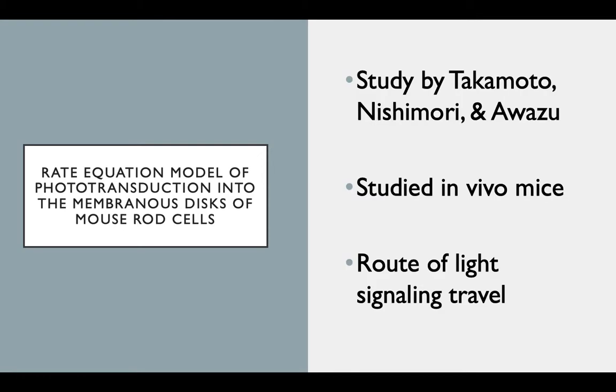To see how research has progressed in studying the phototransduction process, a recent study displayed how the route of light signaling takes place in the rods of a mouse in vivo. More specifically, the study was designed with a rate equation model to see how rhodopsin may impede the diffusion of molecules on the disc membrane.